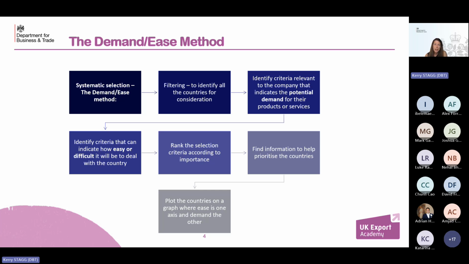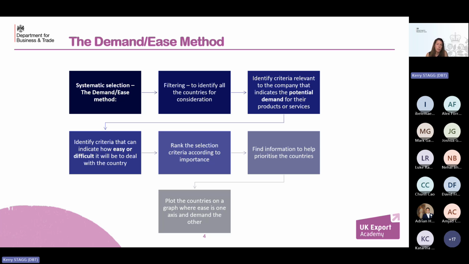The next and probably the most challenging part is to find that information. So find the information that helps you to determine the criteria, and that's data for each country on each of the criteria that you've identified. And I'm going to give you plenty of ideas on where you can find such data.